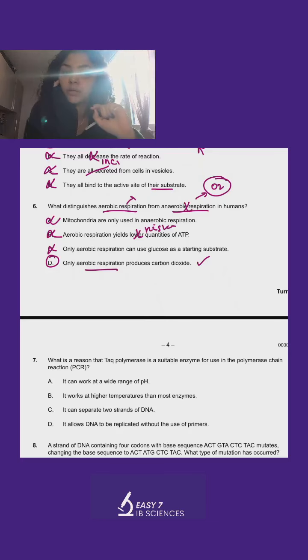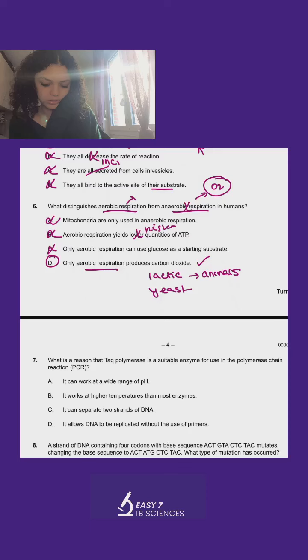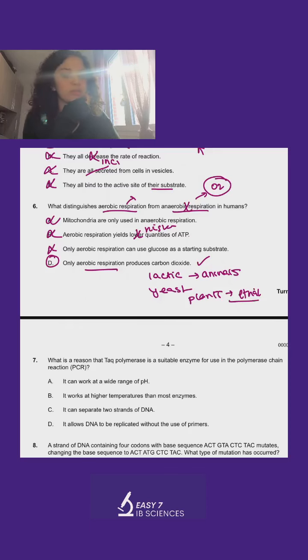Because this is important. They've actually highlighted this in your new syllabus. So very good, yeast. Yeast is an example of anaerobic respiration. So lactic acid is in animals, and yeast is in plants. They release what? Ethanol. Very good. Ethanol. Perfect.